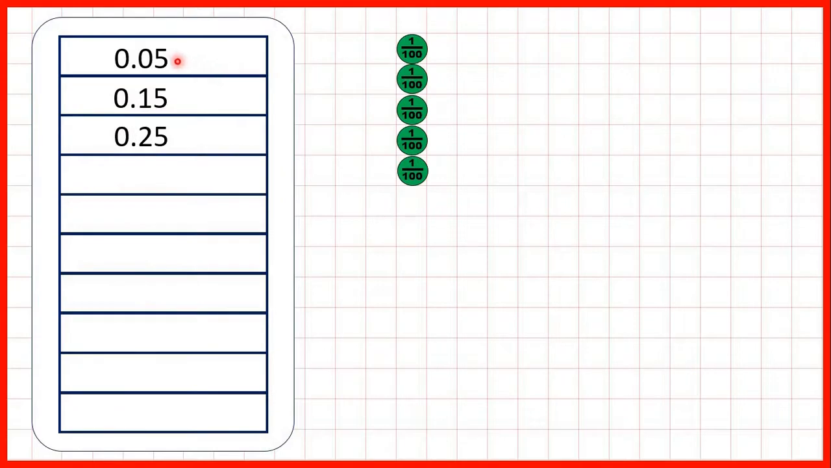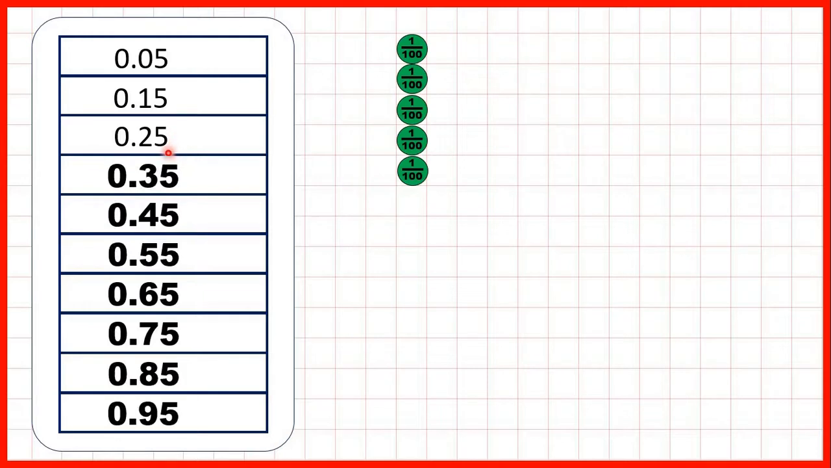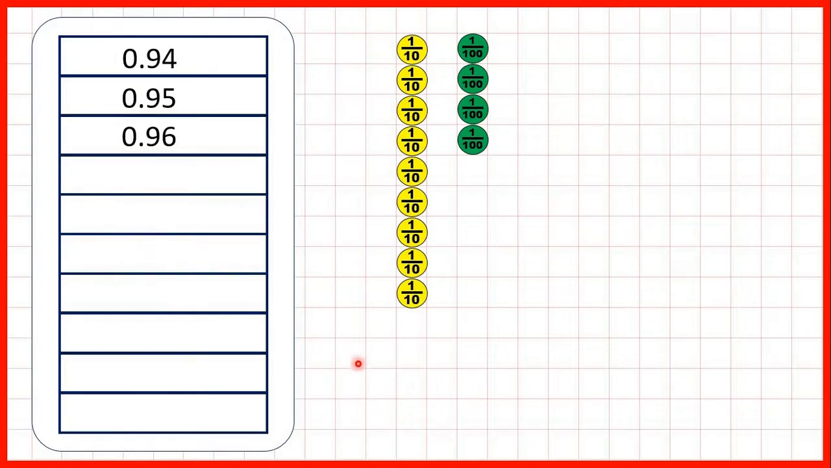Now 0.05, 0.15, 0.25. What are our next 7 numbers? Well, we can see that here we're counting in tenths, and you'll notice counting in tenths isn't much more difficult than counting in tens. So, on our place value counters, we can just see that we're adding 1/10 each time.